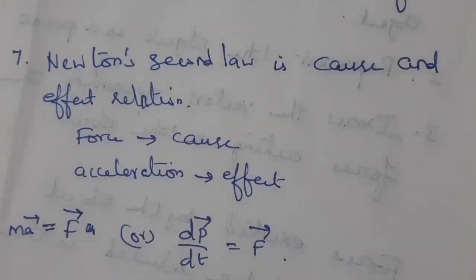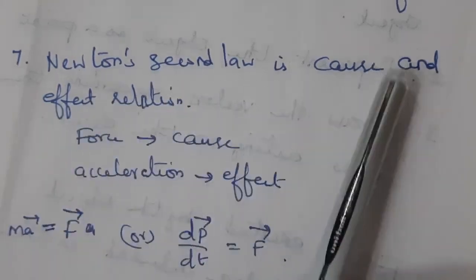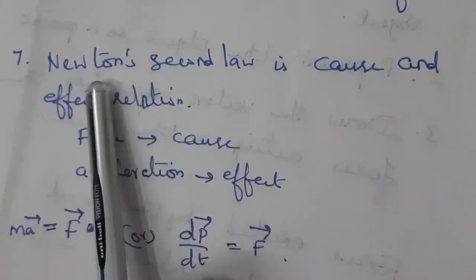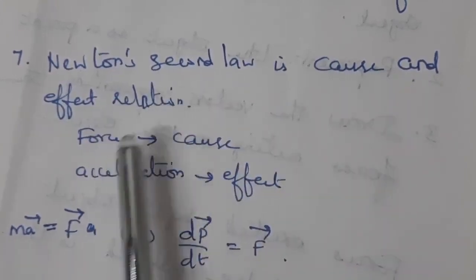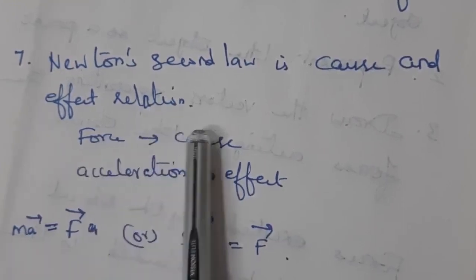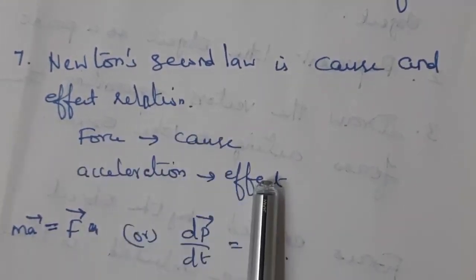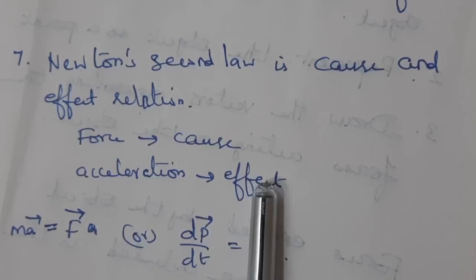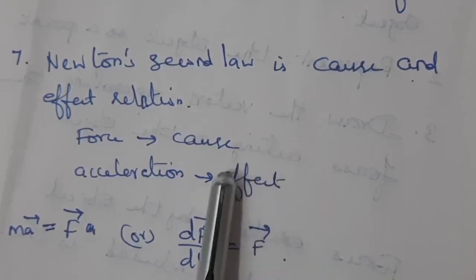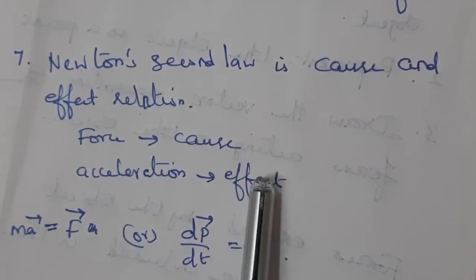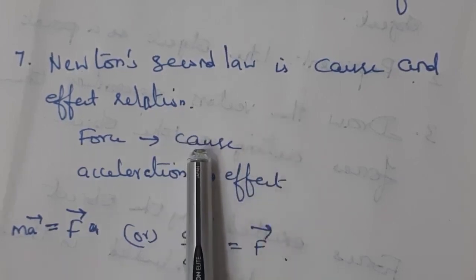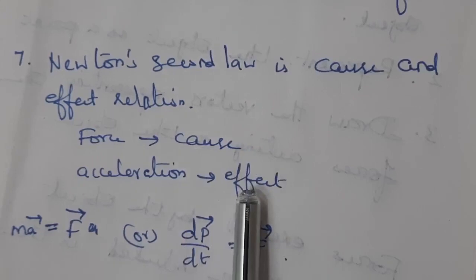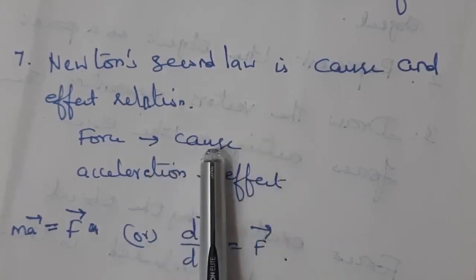The next one is, Newton's second law is a cause and effect relation. Here force is the cause and acceleration is the effect. Okay? Conventionally, the effect should be written on the left side of the equation and the cause should be written on the right side of the equation. Effect should be on the left side and cause should be on the right side.